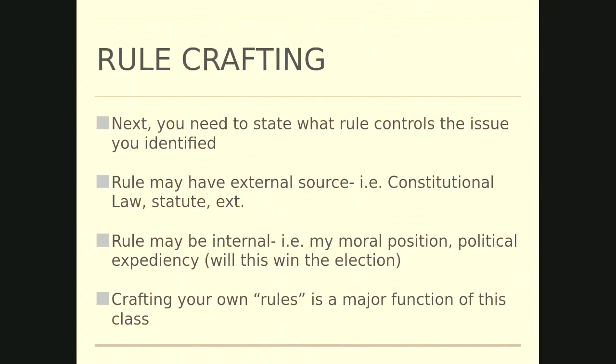The next thing we have to do is, once we have an issue, we have to find the rule. You have to find and state what rule controls on that issue. Now, there's 2 potential sources for these rules: internal rules and external rules. Now, as a lawyer, most of what I deal with are external rules. When somebody asks me something, they're not asking how I feel about it. They're asking me what the law says about it. What does the Constitution say? What does the statute say? What does some judge 20 years ago say about this? That's an external source.